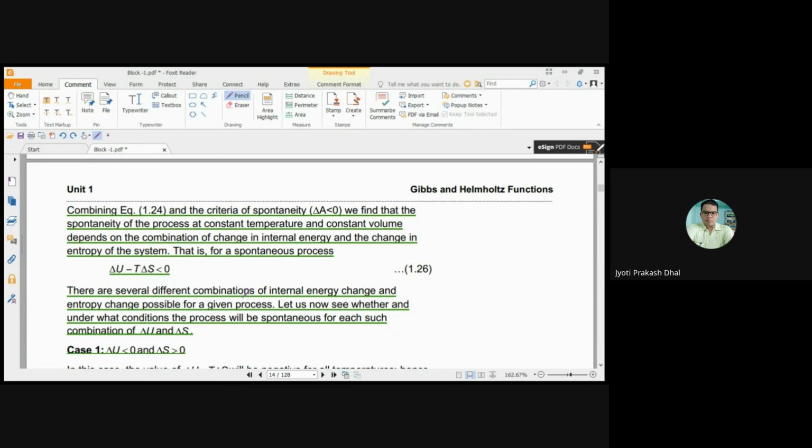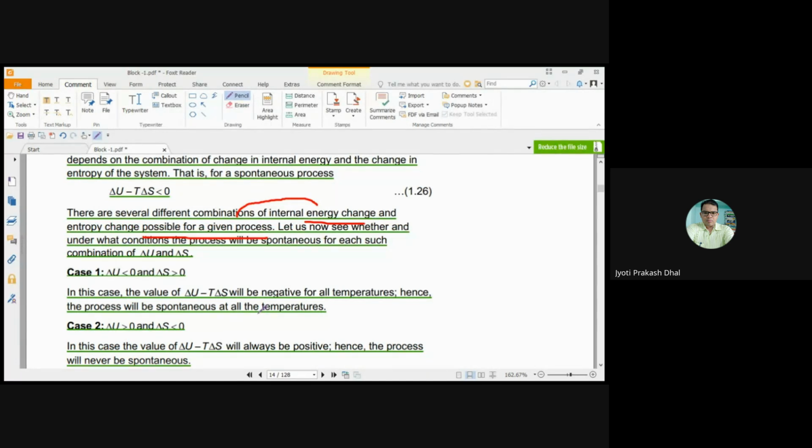Here del U is the change in internal energy, T is the constant temperature, and del S is the change in entropy of the system. There are several different combinations of internal energy change and entropy change possible for a given process. So we will discuss the different combinations one by one. First we will discuss case 1. In case 1, suppose del U is less than 0 and del S is greater than 0.